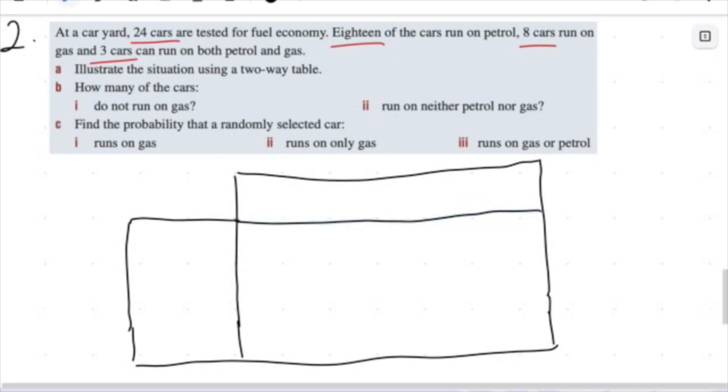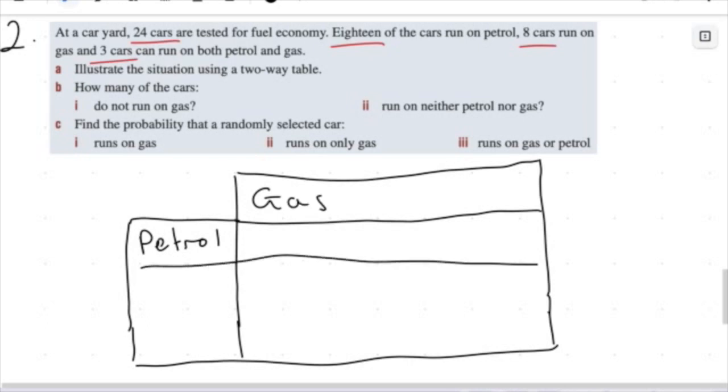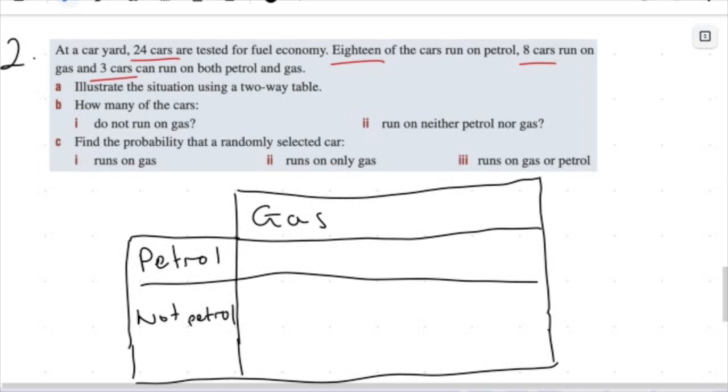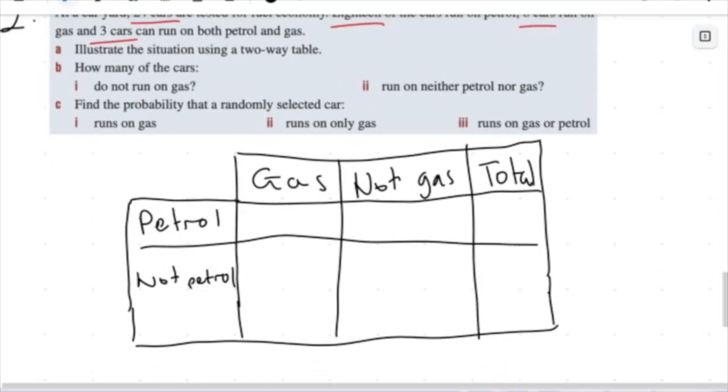It's going to tell us the cars that run on petrol, and it has the gas here. It has a section where, as we've considered petrol, we want to consider also those that don't have petrol, so not petrol. Because remember, sometimes we can have an overlap. So we need to write as much information as we can here. We have gas here, but we can also include the cars that don't run on gas, and we have a total here, as well as down here.